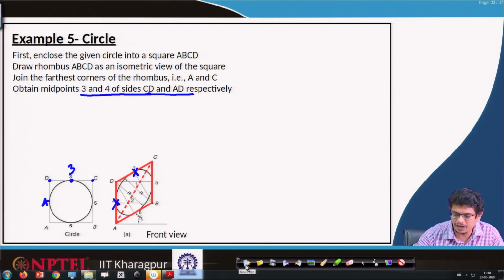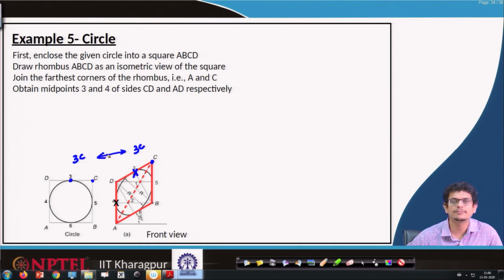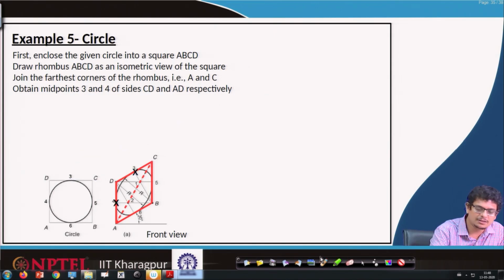For that purpose, the way we do it is, measure the distance of C to 3 on this rectangle. Because we have already identified C, now use your compass dividers to mark point 3 where 3C here and 3C there are equal to each other on this rhombus. Similarly, the D4 or A4 distance, locate it from A to 4, mark that point as 4 and 3.